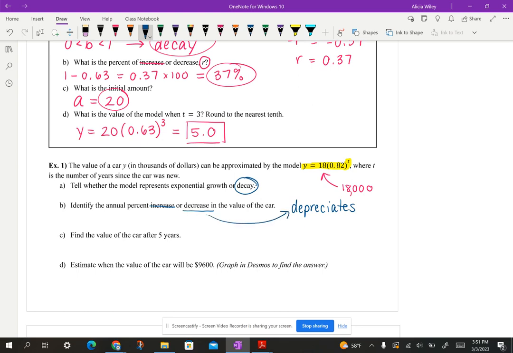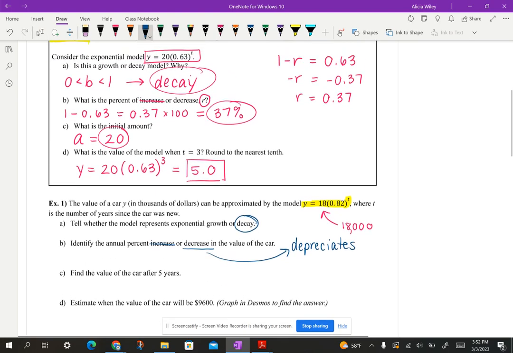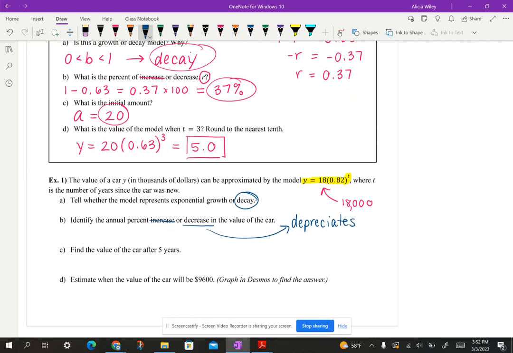So again, you could set it up like this one up here and create an equation, but realizing what's happening there is you're just doing 1 minus 0.82, and you can go ahead and do that on your calculator. You get 0.18. And again, they're asking for a percent here. So you're going to have to times that by 100 to get your answer. So that's going to equal 18%.